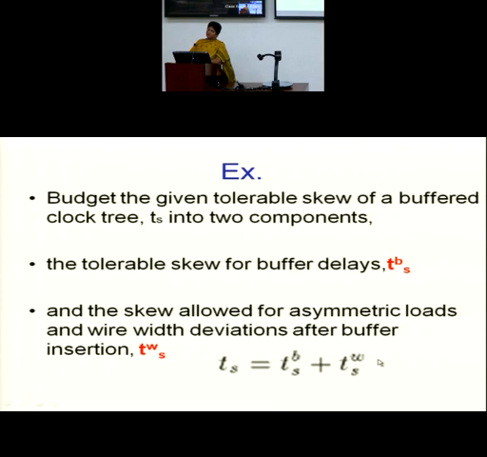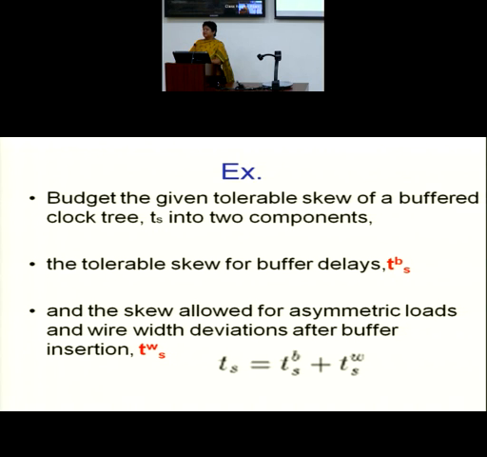First is the total skew. Because there is a device mismatch, I am going to insert the buffers. So I will have a skew because of device mismatch, and there can also be a skew because of the wire mismatch, or the segment length or width mismatches, because of process variations.